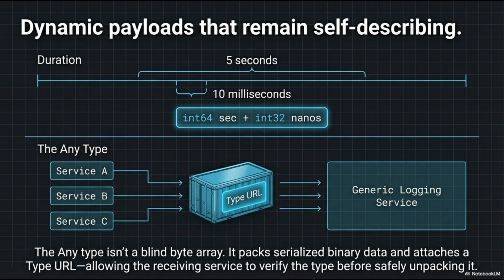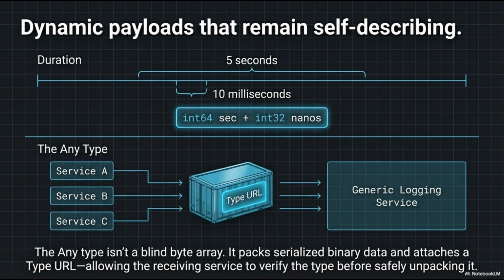It does sound counterintuitive at first, I totally agree. But there are rare, very specific architectural patterns where you genuinely need polymorphism. Imagine you are building a generic logging service. It needs to accept log events from 50 different microservices, and each event might have a totally different custom data payload attached to it. Okay, I see the problem. The logging service can't import the proto definitions for every single service in the company. That would be an insane dependency web. Exactly. So how do you handle that safely?